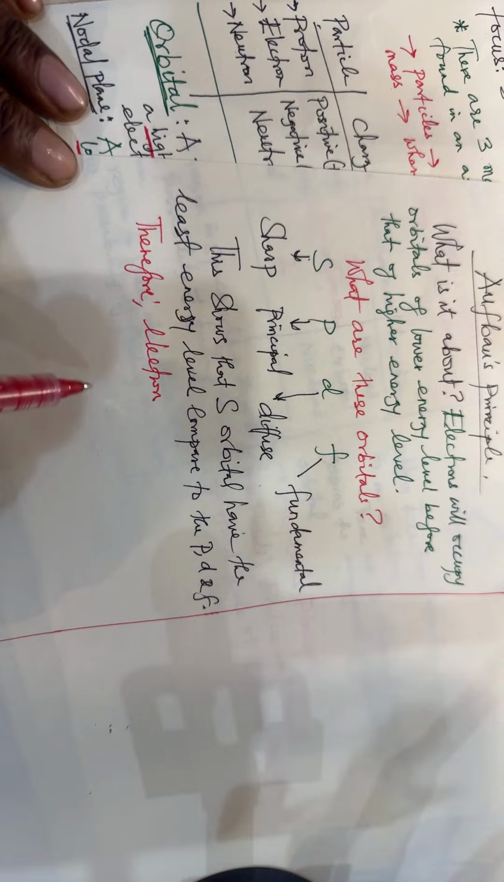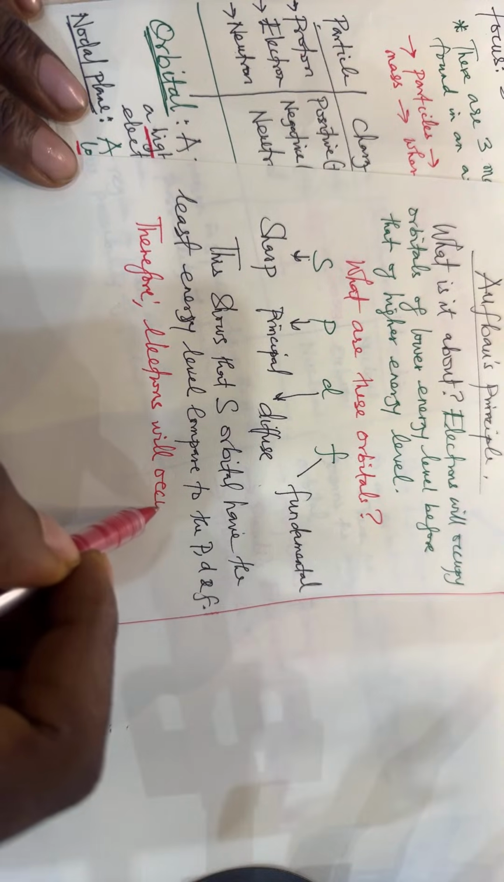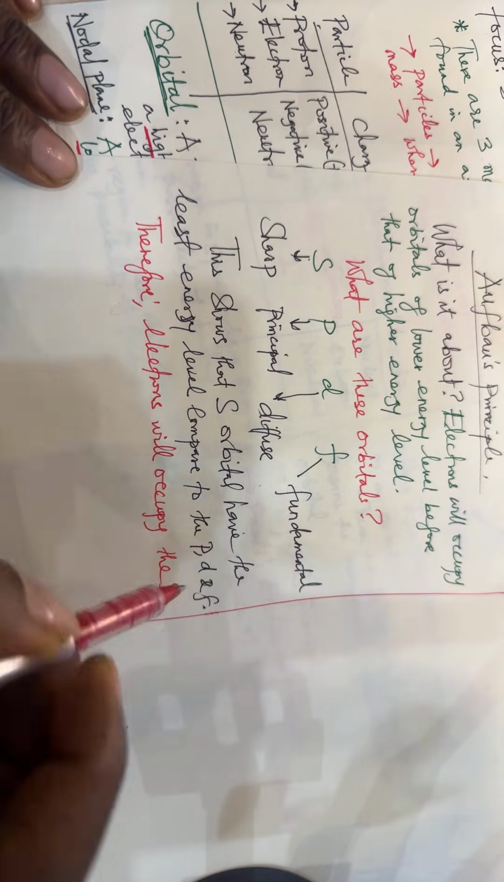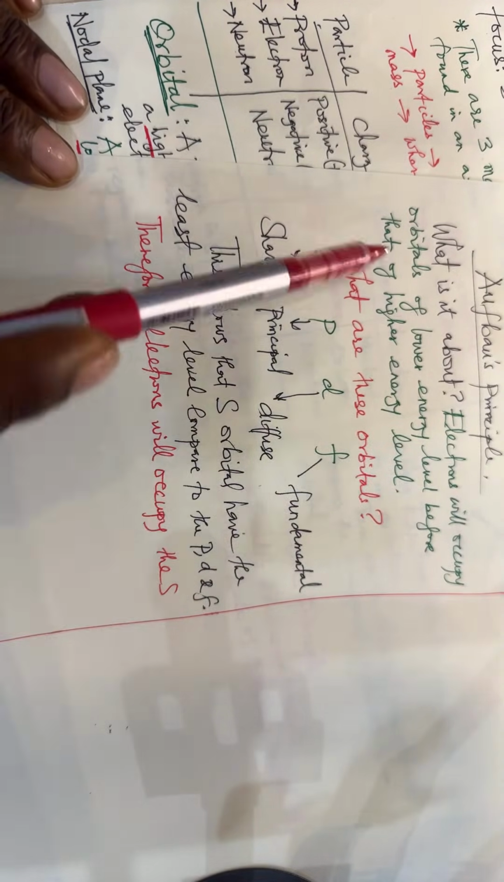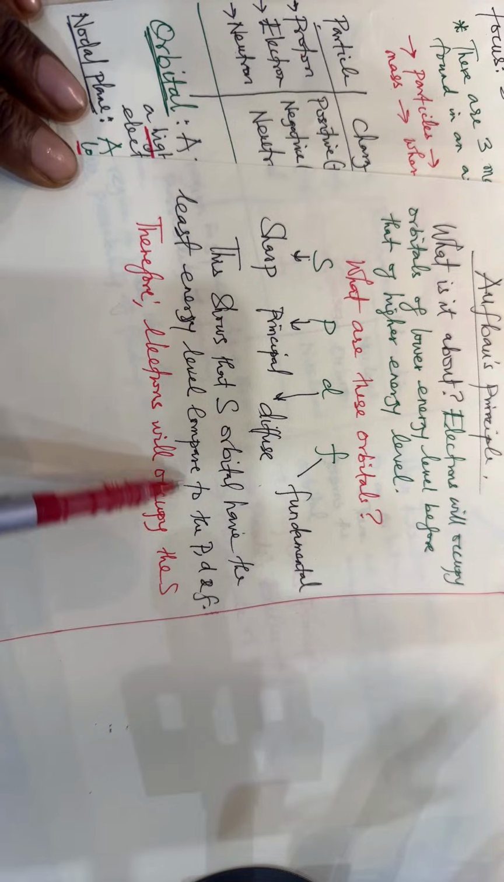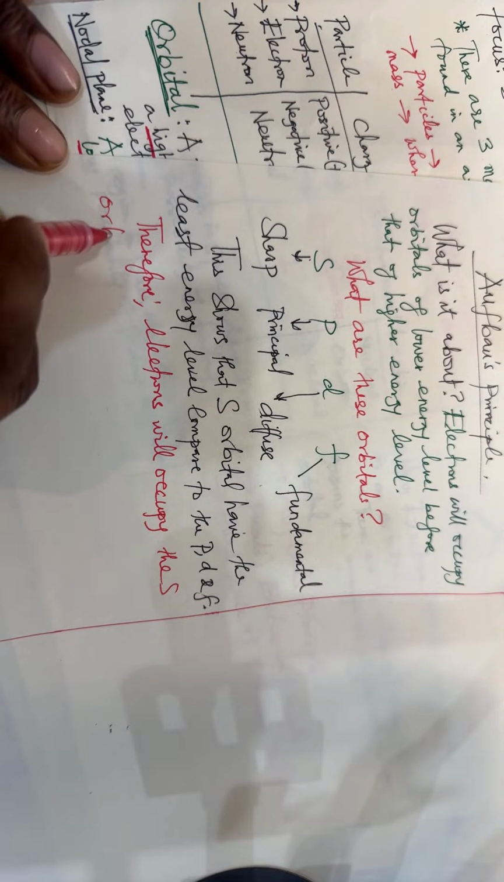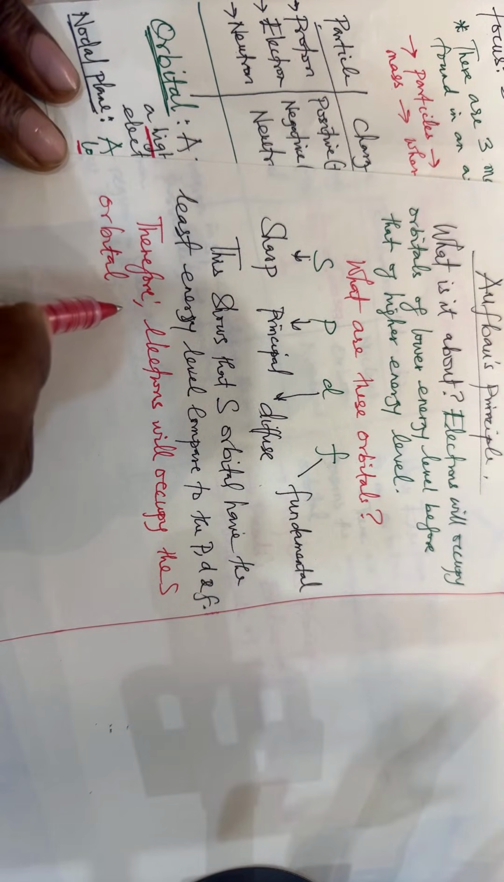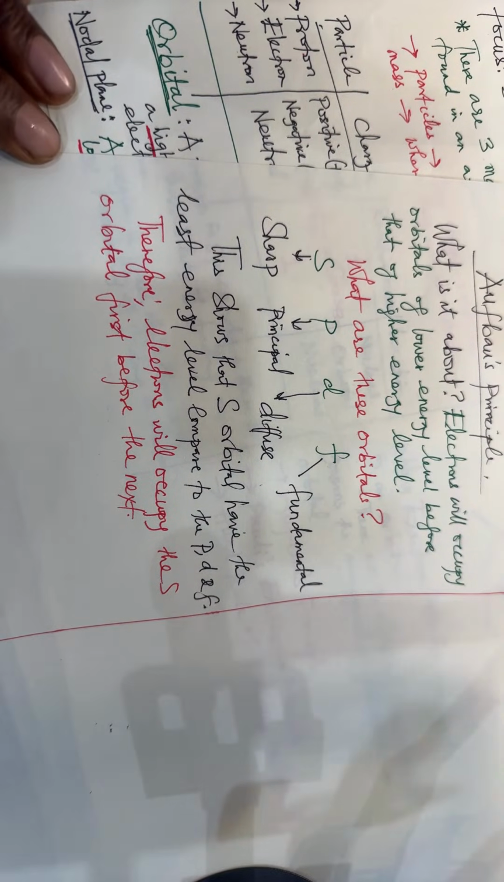So, therefore, electrons will occupy the S. Remember the law: electrons will occupy orbitals of lower energy level before those of higher energy level. And we say that the S is the orbital that has the least energy level compared to the others. That means electrons will occupy the S orbital first before the next.